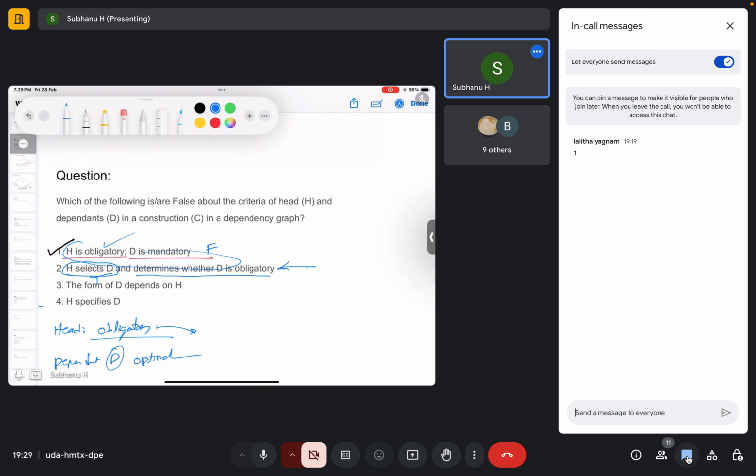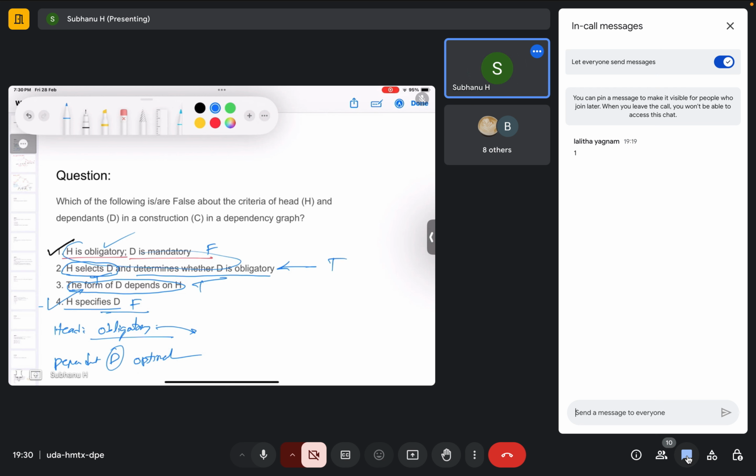Fine. The form of the dependent depends on the head. It's true because the feature or form of the dependent often relies on the head only. For example, the head might assign a particular case or agreement to its dependent. Right now, H specifies D, meaning the head specifies the dependent. It is a false statement. So 1 is false, and 4 is also a false statement.